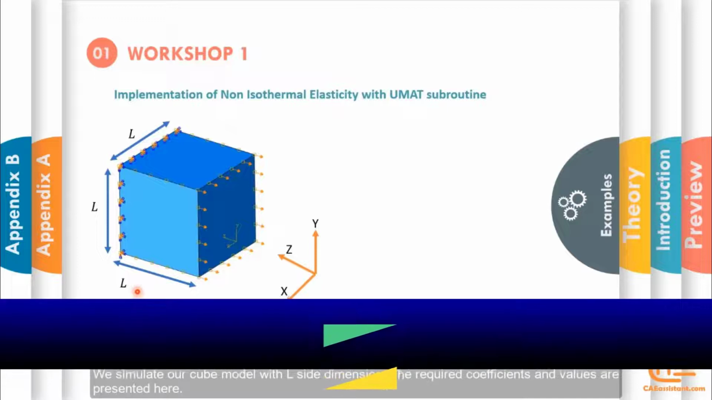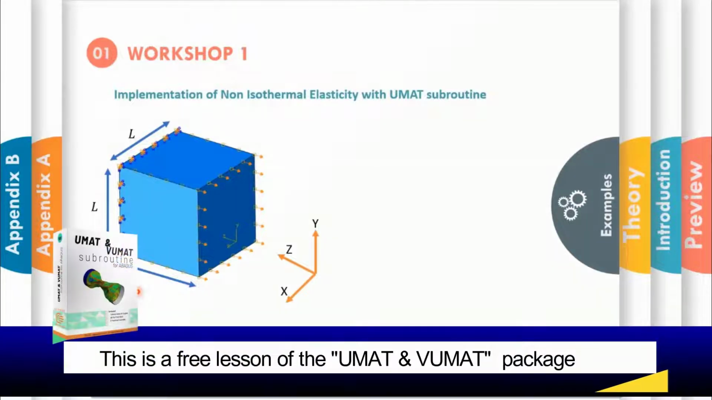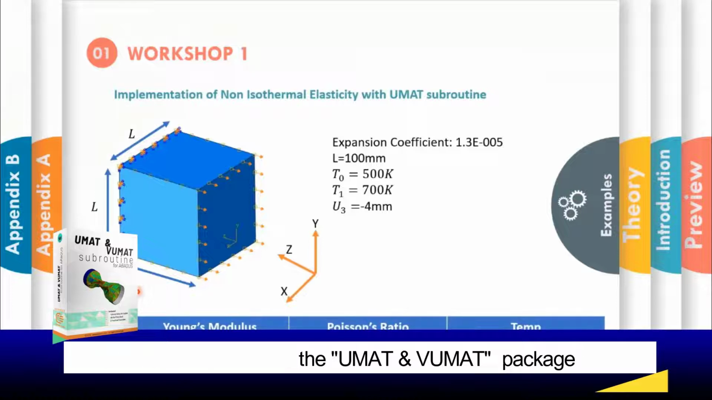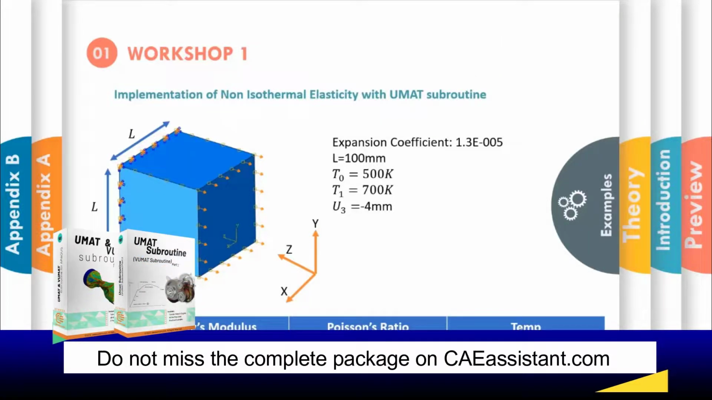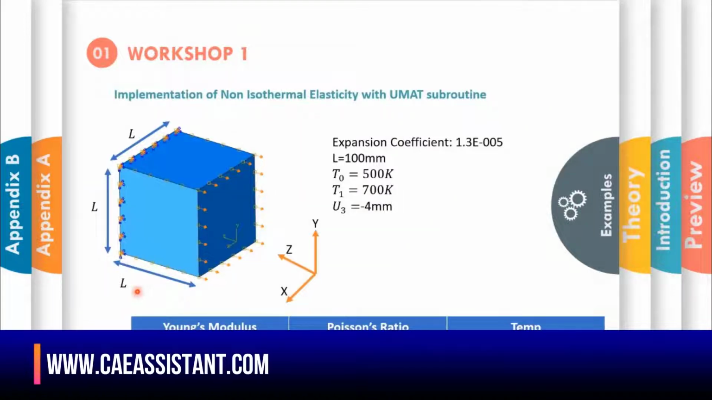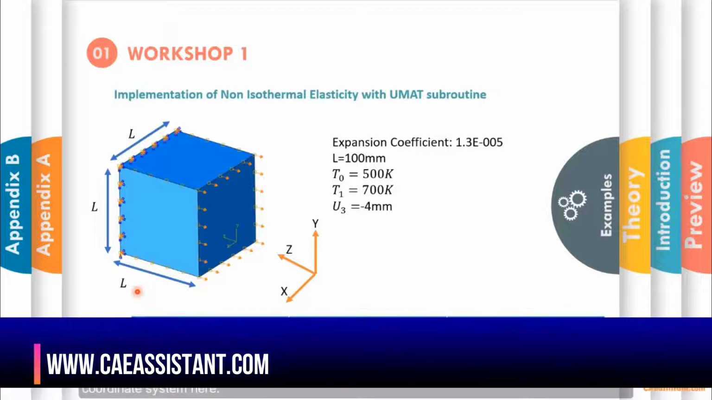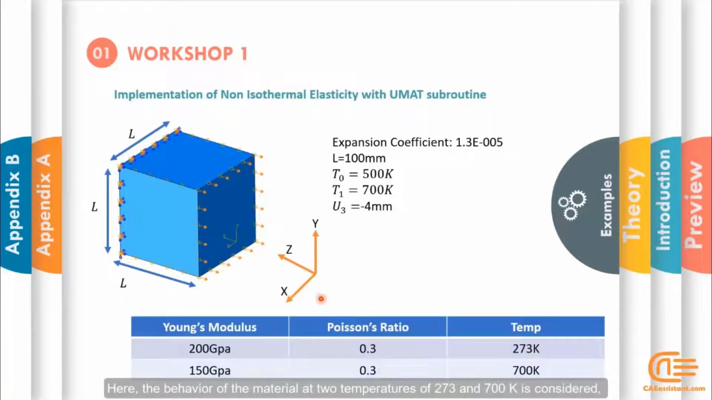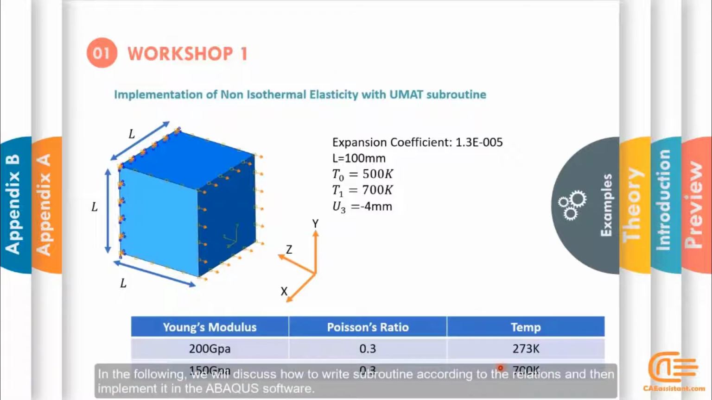We simulate our cube model with side dimension L. The required coefficients and values are presented here. Note that the force displacement in the z direction equals -4. You can also see the intended coordinate system here. Here, the behavior of the material at two temperatures of 273 and 700 K is considered, at which Young's modulus is 200 and 150 gigapascal respectively. In the following, we discuss how to write the subroutine according to the relations and then implement it in the Abaqus software.